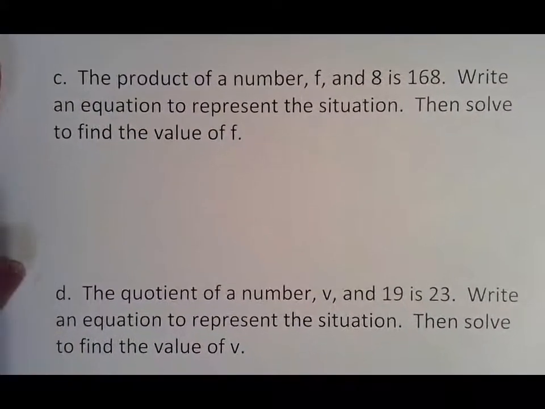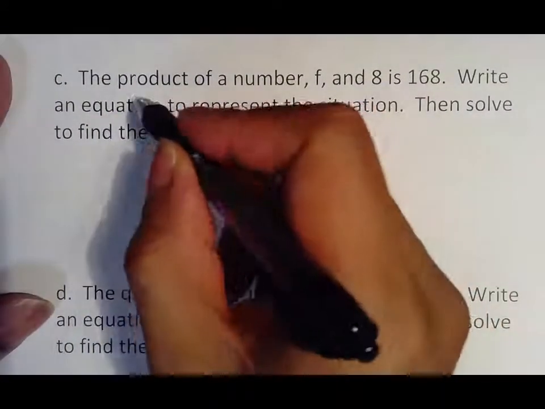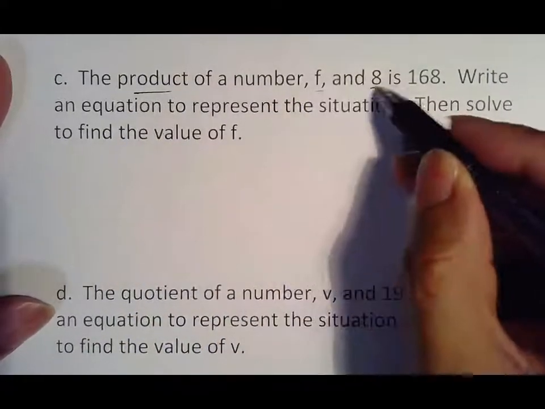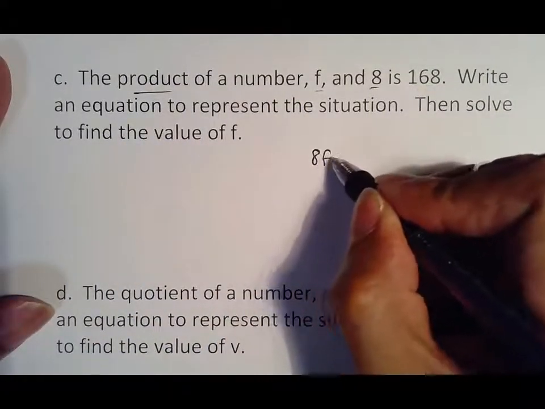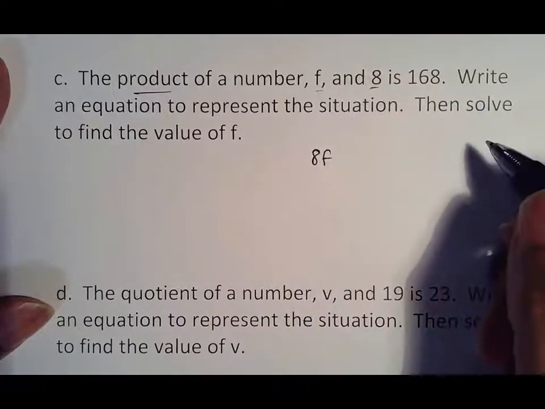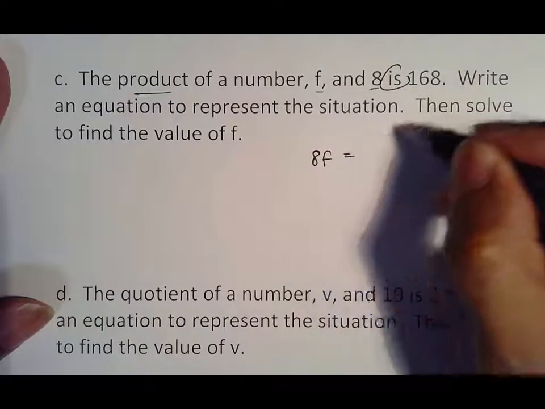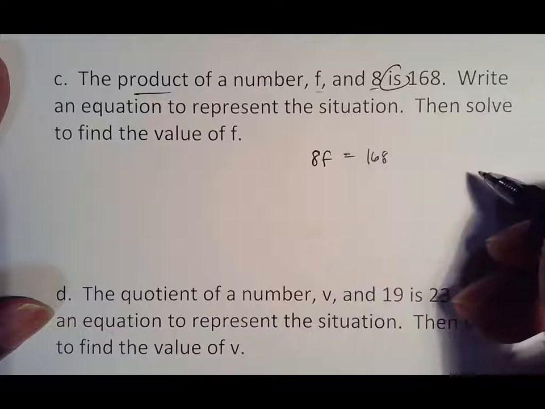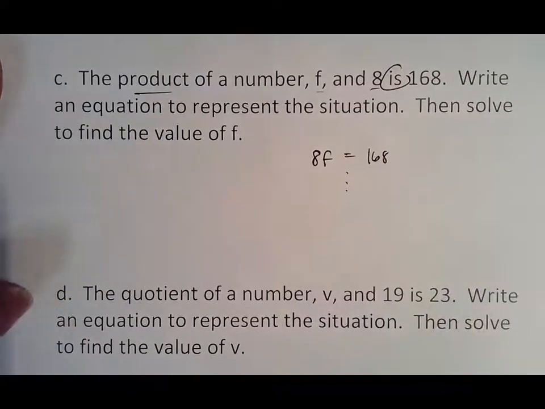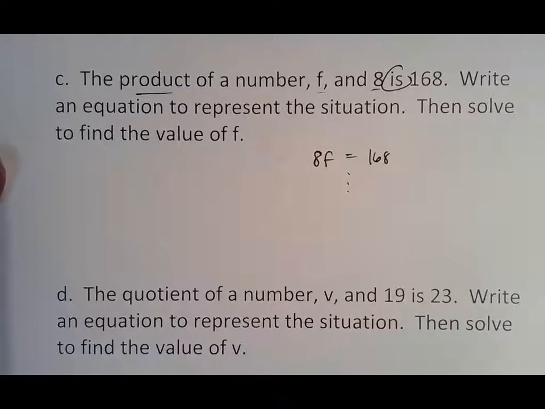The product of a number f and 8 is 168. Remember that product means times, and remember that when you're multiplying, it does not matter what order they are in. Number goes first, variable goes second. Is means equals 168. From there, again, we would solve that by dividing by 8 on both sides, getting your answer of, I think, f equals 21, and moving from there.